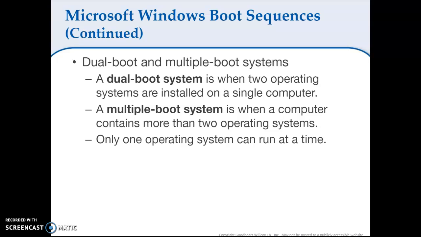Now, also you might run into a situation where you have multiple boot systems. Let's say, for example, you have a dual boot system or a multiple boot system. A dual boot system is when two operating systems are installed on a single computer, and a multiple boot system is when a computer contains more than two operating systems. However, one thing to remember is that only one operating system can be run at a time, even if there are multiple or just dual boot systems on a particular PC.